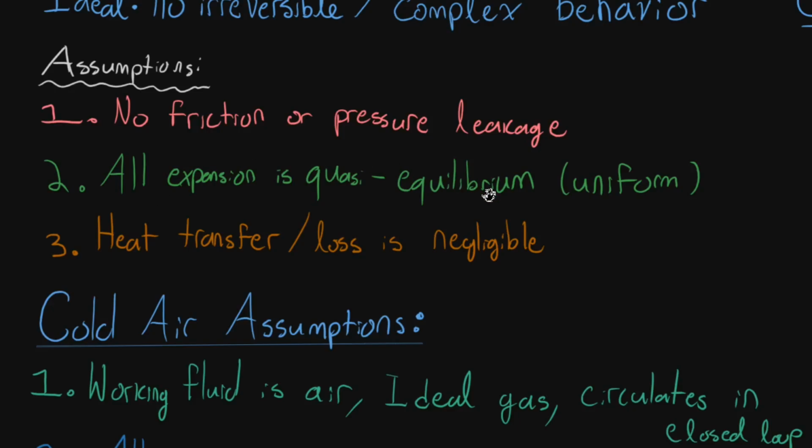All expansion is quasi-equilibrium, which basically means that it expands slowly enough that it's infinitesimally close to equilibrium at all times, which means that you're going to have a uniform mixture as it expands or compresses. And lastly, we're going to assume that the heat transfer, or basically the heat loss, is negligible. We are going to have to model combustion, which is going to be modeled as a heat input basically. But aside from that, when we're just talking about the expansion or the compression, we're going to assume that there's no heat transfer.